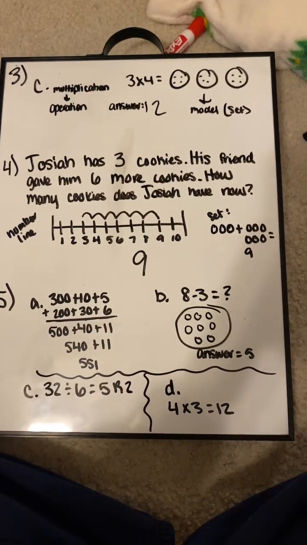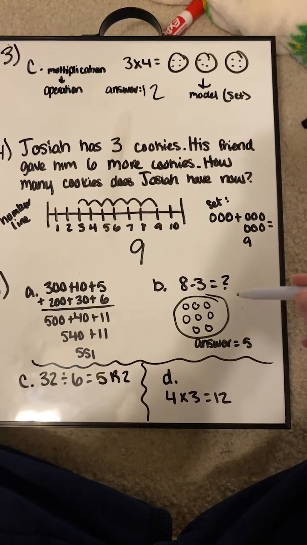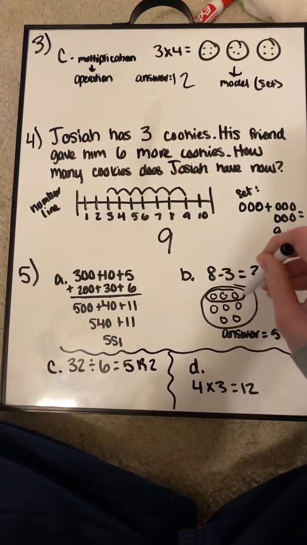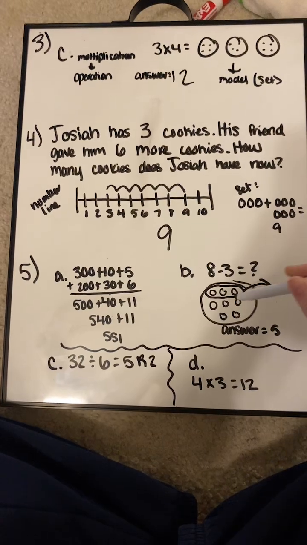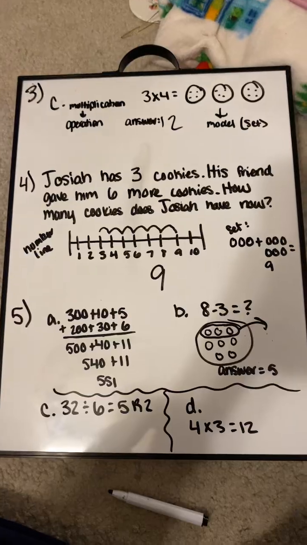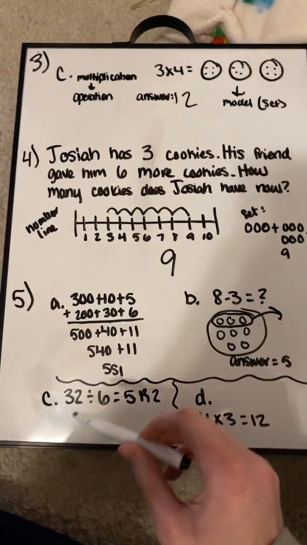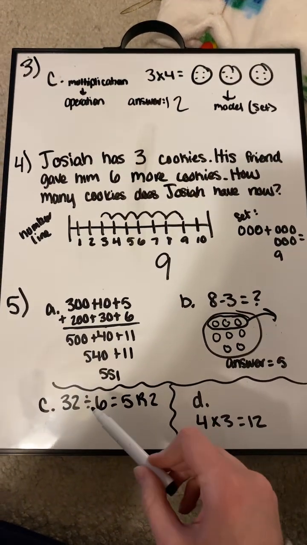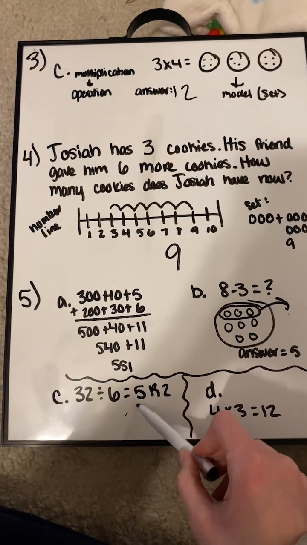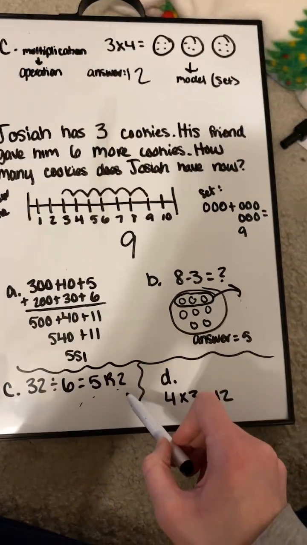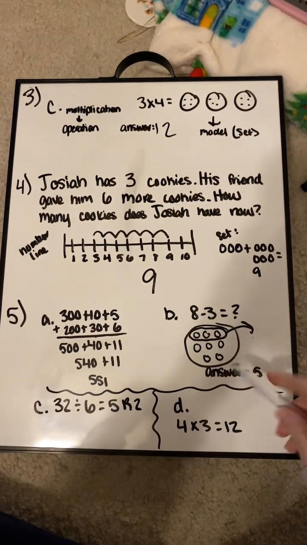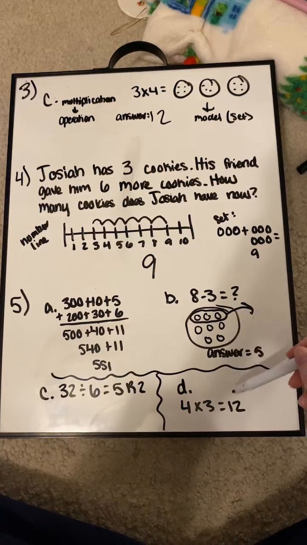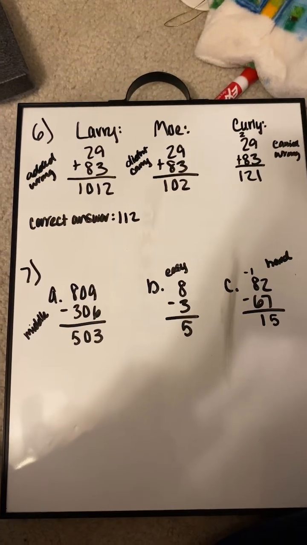For 5B, I subtracted, so it would be 8 minus 3 equals what? But if you take 3 away, you would have 5 left, so the answer is 5. For 5C, there was 32 apples, so then you divide that by how many tubes there were, and there were 6 tubes, so I did 32 divided by 6 equals 5 with a remainder of 2. And then 5D, there was 4 circles with 3 x's in each of the circles, so it would be 4 times 3 equals 12.